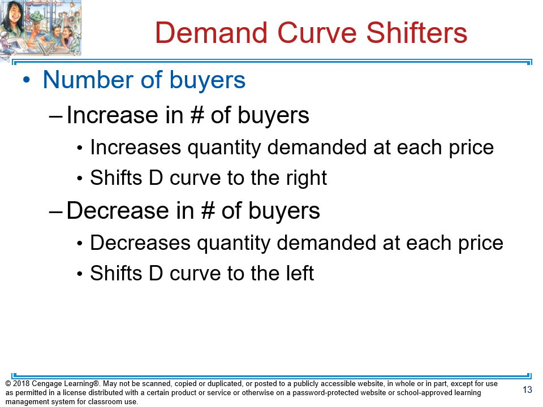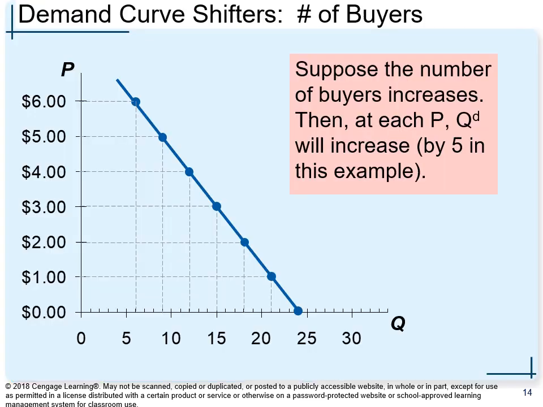So there are more buyers now at each price level. So no matter what the price level is, now we have more buyers. And it works the other way around. If there's a decrease in the number of buyers, then there's going to be a decrease in the quantities demanded at each price level, and we would represent that as a shift of the demand curve to the left.